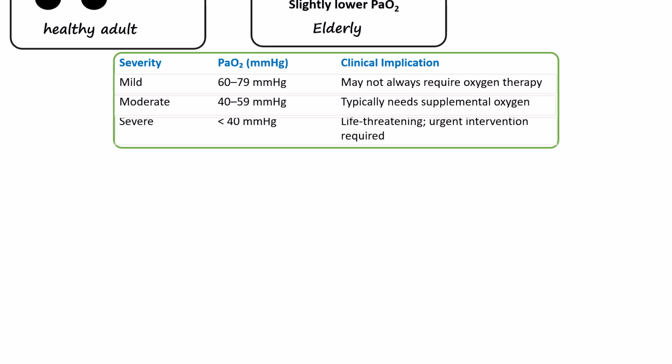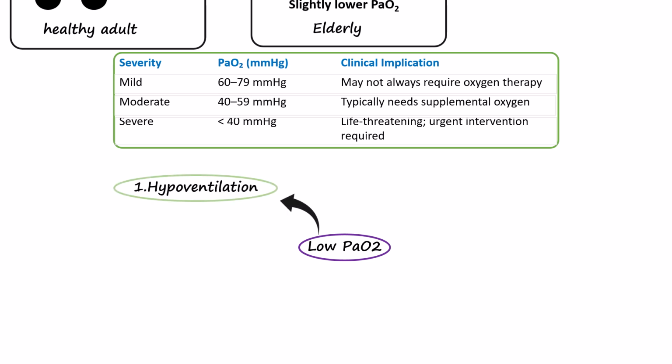Low PaO2 can occur due to various reasons, which can be grouped into 5 main categories based on the underlying physiological mechanism. The first category is hypoventilation, where reduced breathing leads to inadequate oxygen intake and carbon dioxide retention, commonly caused by conditions like drug overdose, neuromuscular diseases, or chest wall abnormalities.